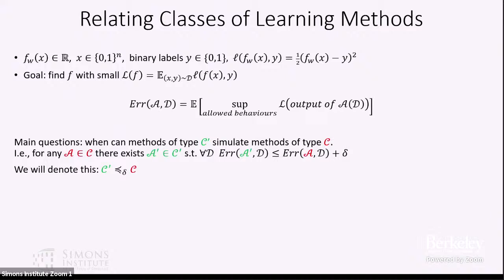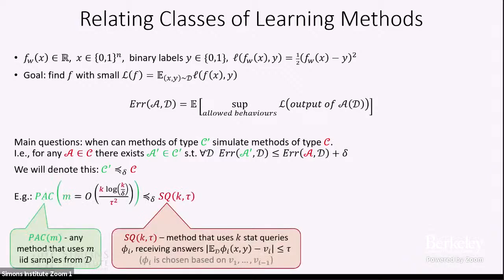So we'll denote it by saying that I can ensure smaller error with class C prime than class C if for any method in class C there's a method in class C prime, so that for all distributions the error I can get with this C prime type method is not worse by more than delta than the error I can get with class C. So this is a very, very strong notion of being able to simulate one class of models with another.